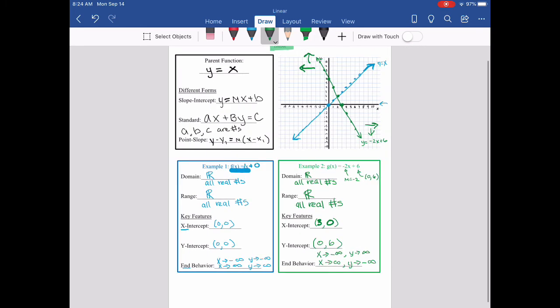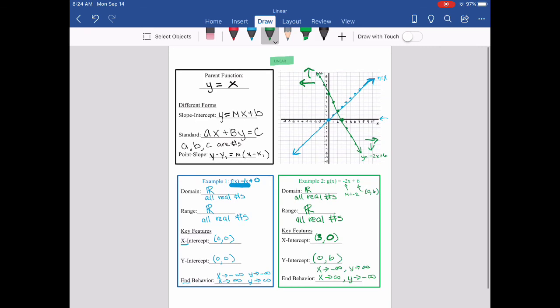I'm going to zoom out so you can see the whole worksheet. Make sure all the information that I have on this, you have on yours.